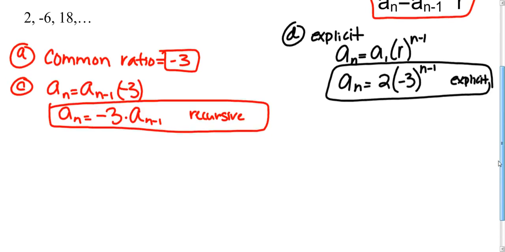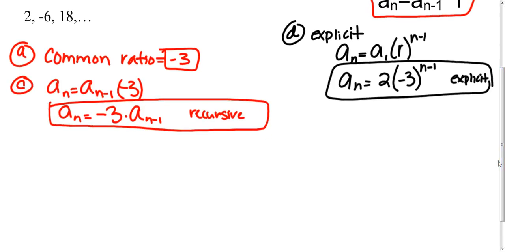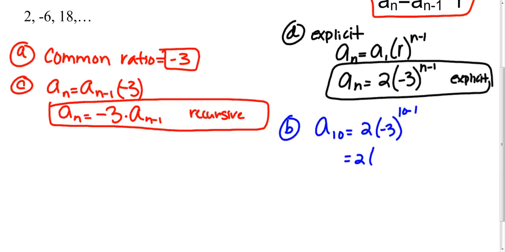Okay, and then I am going to go back and do part B, and part B is asking me to find the 10th term. It's easiest to do that if you have an explicit formula. So to find the 10th term, I'm going to take 2 times negative 3 to the 10 minus 1, which of course is 2 times negative 3 to the 9th power.